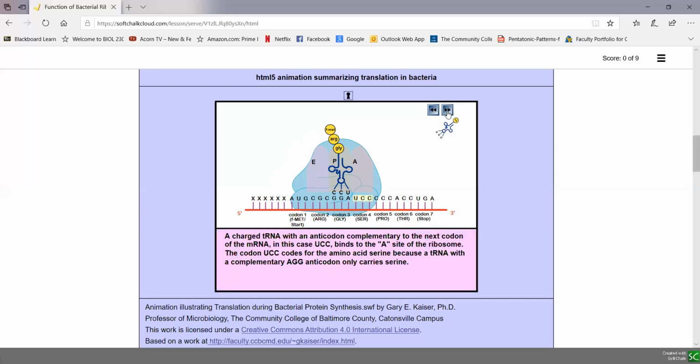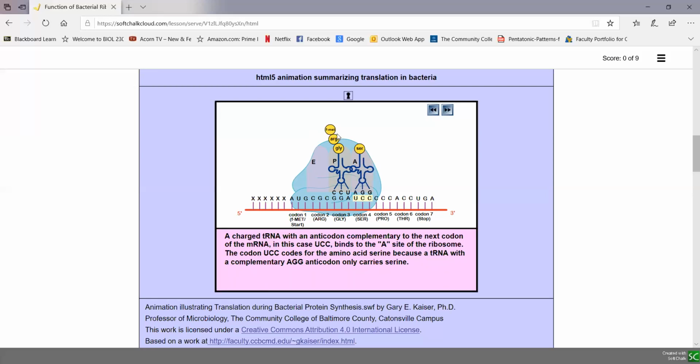And it codes for serine because the only transfer RNA that can line up there is one that has a complementary anticodon, AGG. And a transfer RNA with an AGG anticodon can only carry the amino acid serine. So now the transfer RNA with the AGG anticodon hydrogen bonds with its complementary UCC on the codon, inserting serine.